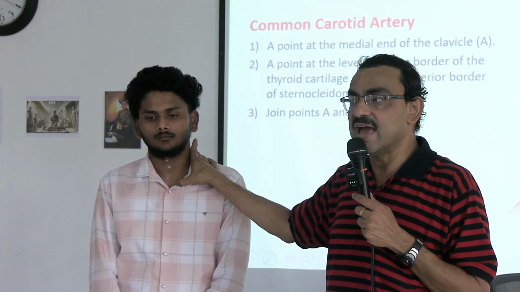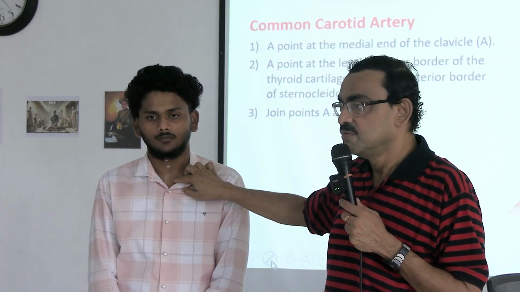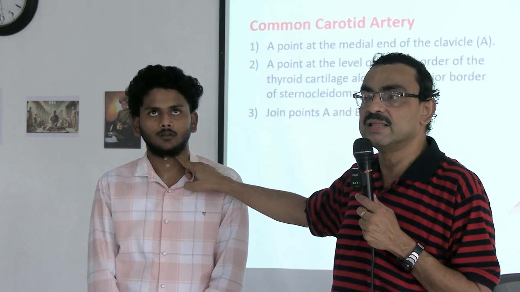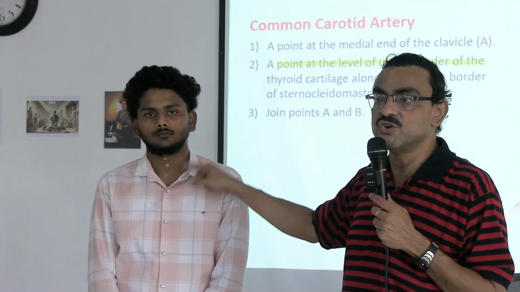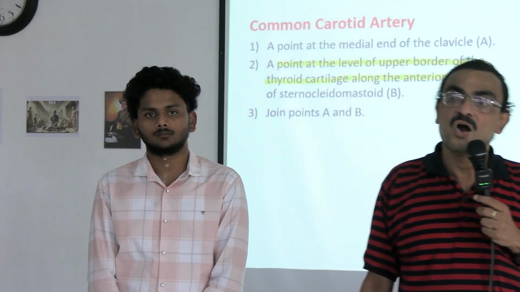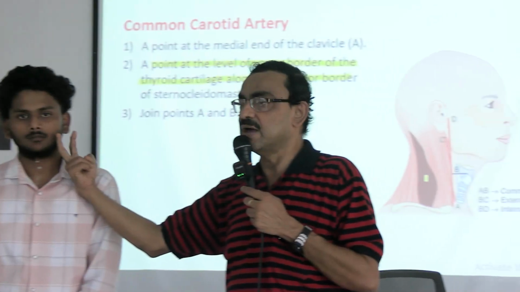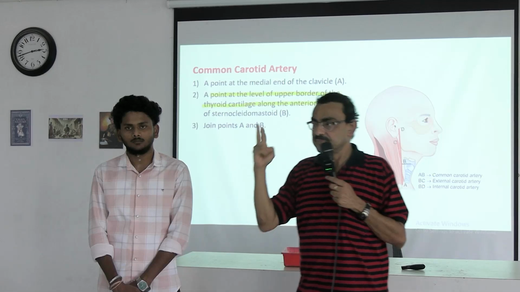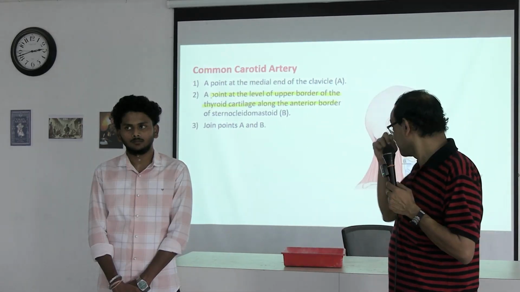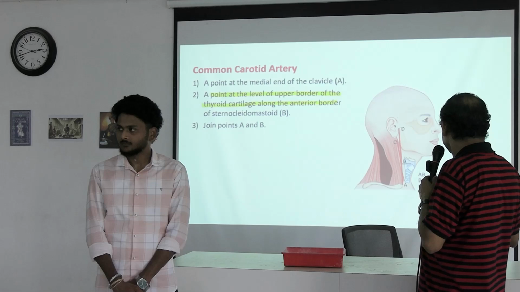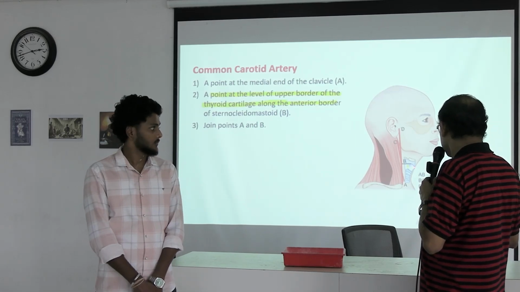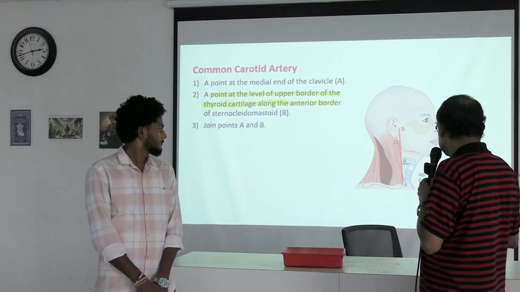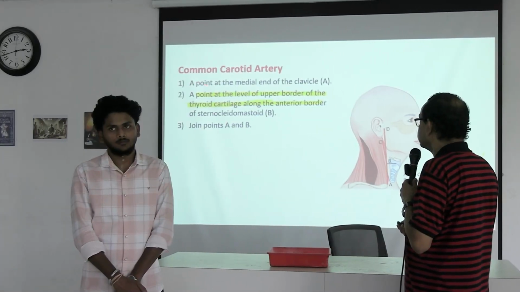Rather, we can say another thing, that is the common carotid: we can put one point at the sternoclavicular joint and another point at the upper border of the thyroid cartilage, and join these two points. We will get the common carotid artery. Common carotid artery bifurcates into the internal and external carotids. So this is the thyroid eminence. This is the upper border where we can get the bifurcation of the common carotid artery.